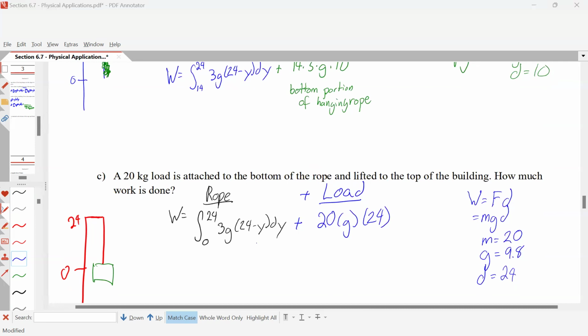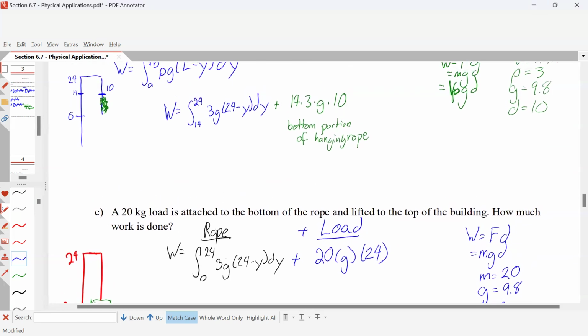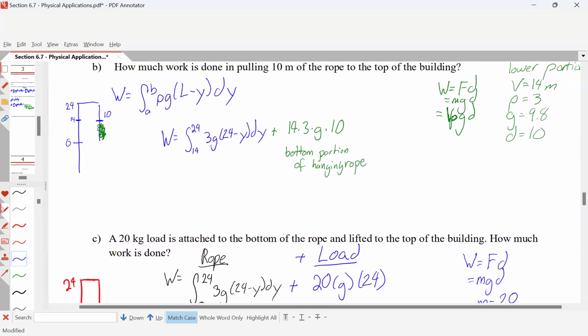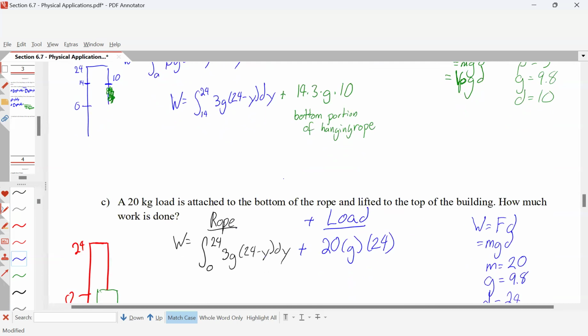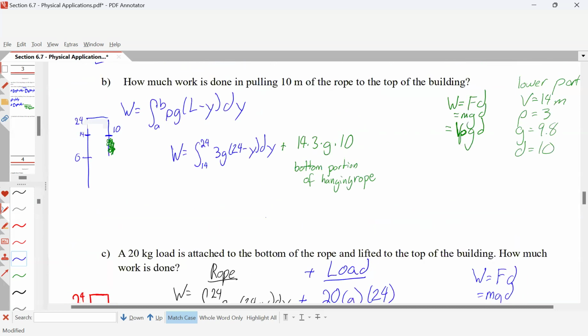We have work to do the rope and work to move the load. So a lot of the task with these work problems is thinking through the integral for the bit of rope that moves, but then is there an additional piece that continues to need work done to move it? That's what B and C did.